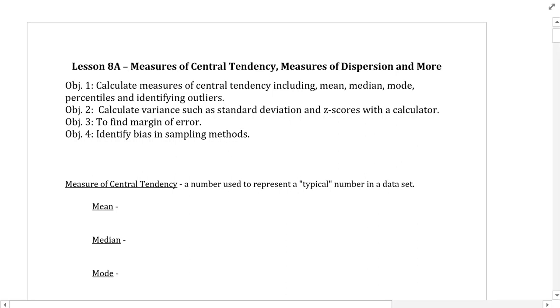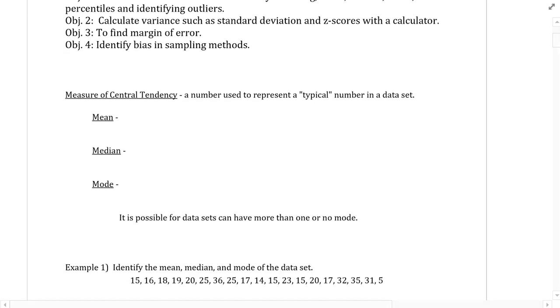We're going to look at an introduction to statistics today, specifically focusing on measures of central tendency, measures of dispersion, and some other attributes of this. So, a measure of central tendency is a number used to represent a typical number in the data set. The mean is our average of our values, which means I'll sum up my values and divide by the number of total values.